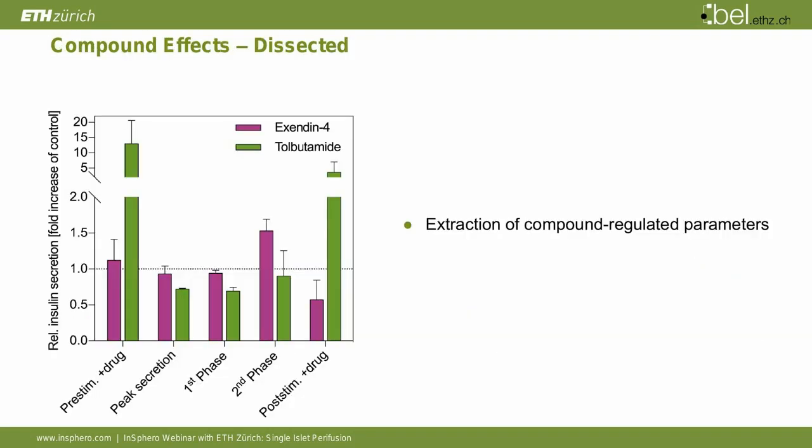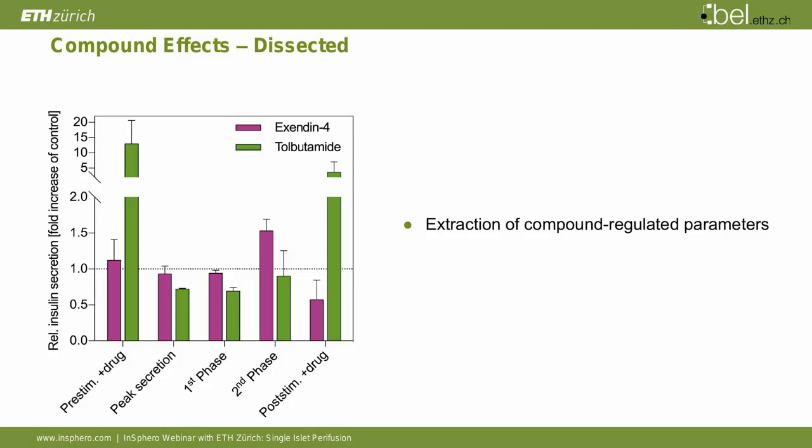And also here we can now extract these compound-regulated parameters and dissect them into the different phases. And what we see is, again, that exendin predominantly elevated insulin release in the second phase and didn't change it in the first phase or in the peak secretion. And we see a small reduction in the post-stimulation phase.